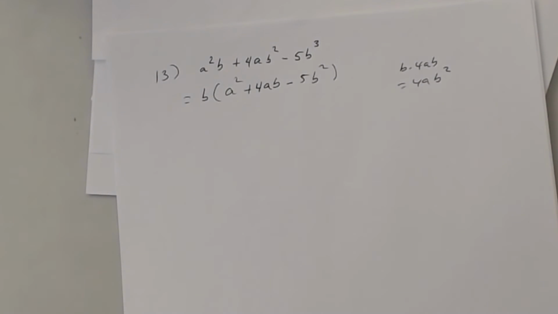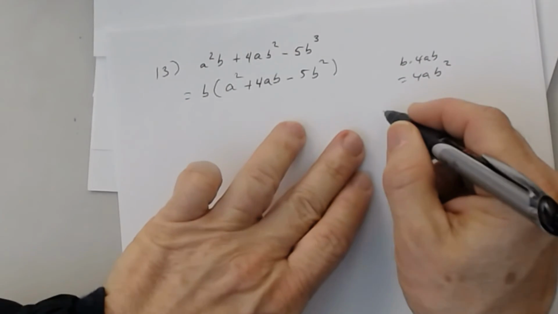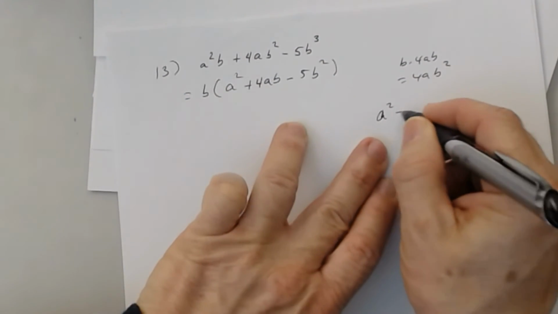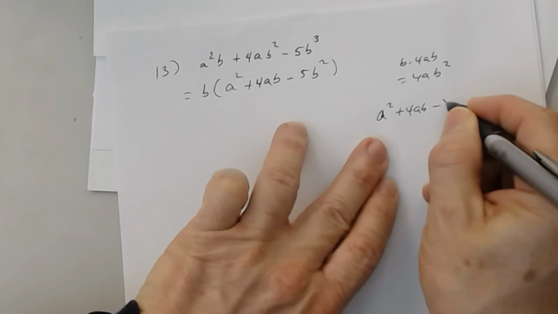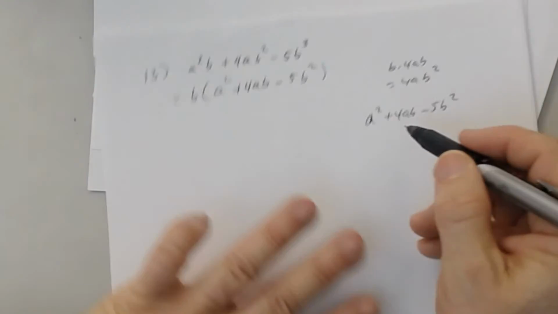All right, now, am I done? No, because you have that trinomial in the parentheses, and you've got to check. You must check to see if I can factor this as two binomials. Okay, so let's check that. So I have a squared plus 4ab minus 5b squared. So let's check this.